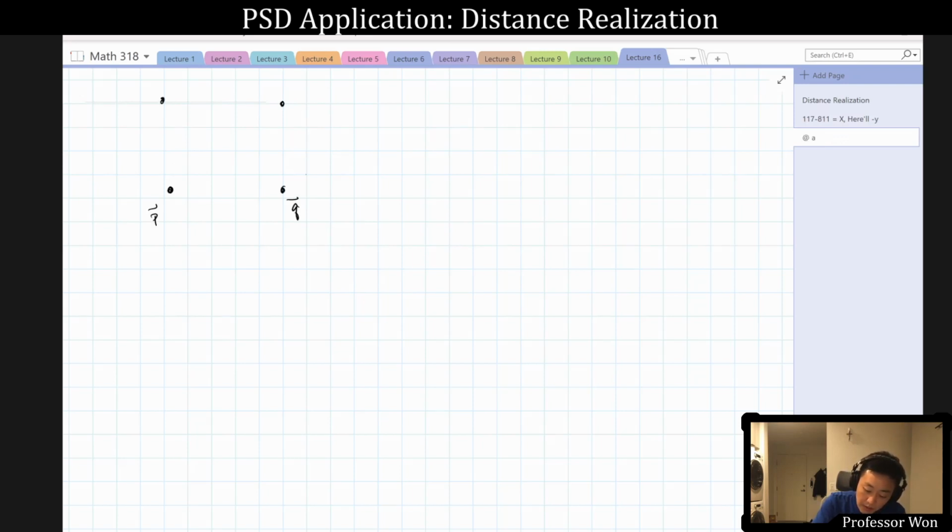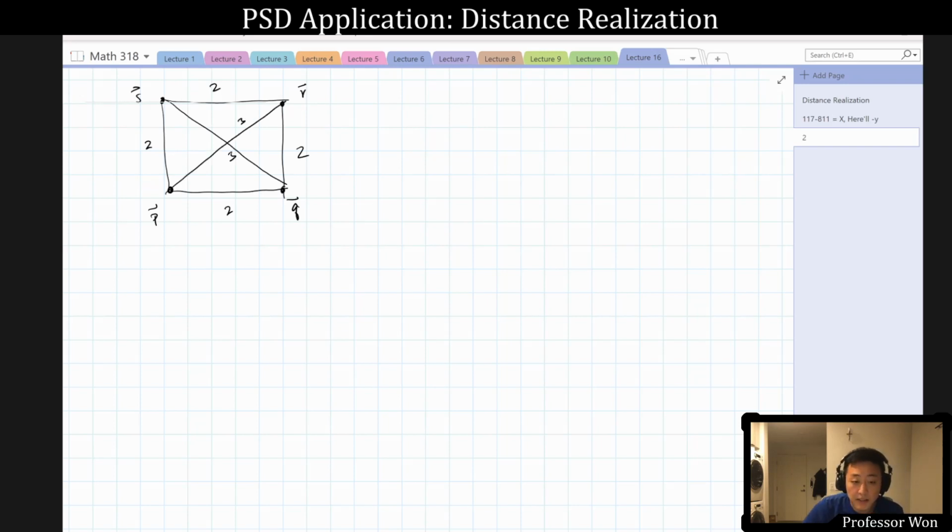P, Q, R, and S. And I'm just going to draw in what I want the distances to be. So if I want all of these distances to be 2, and I want these distances to be 3, it turns out that it's not possible to achieve this set of distances between 4 points.